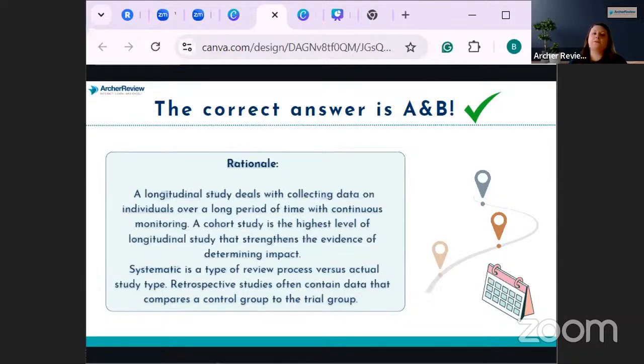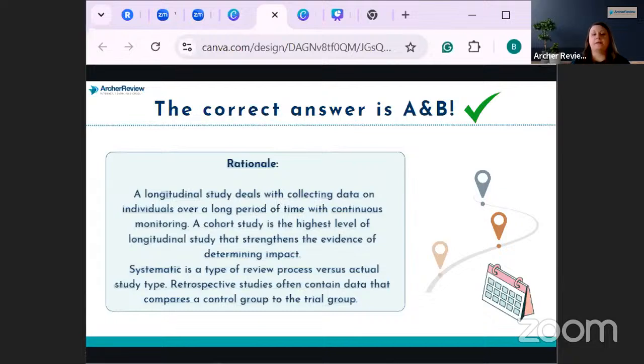Systematic will be a type of review process versus an actual study type, because we talked about systematic reviews. And then a retrospective study is just like the guy with the Agent Orange. They contain data that compares a control group to the trial group. They look back. So anytime you're looking at something over a long period of time, which 20 years is pretty long, this can be considered a longitudinal study a lot of times.